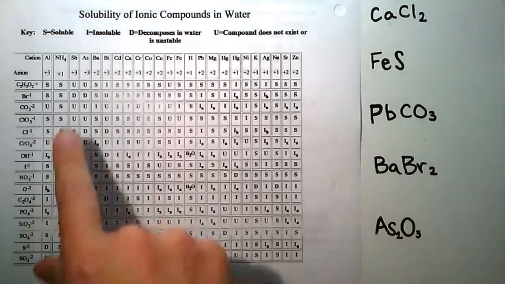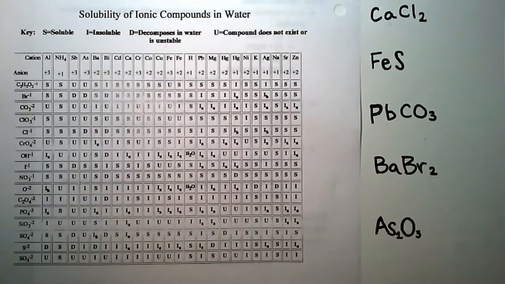And you can see most of my chart here. The only part you can't see is the bottom, where it has the symbols IA, IB, and H2O. But the only one of those that we're really going to be concerned with in this class is the IA, which means soluble only in acid.